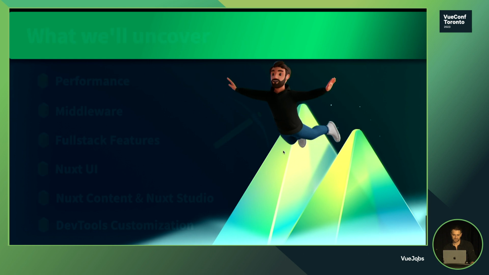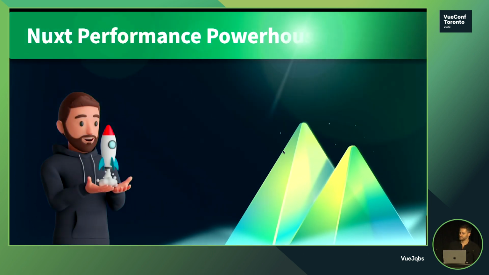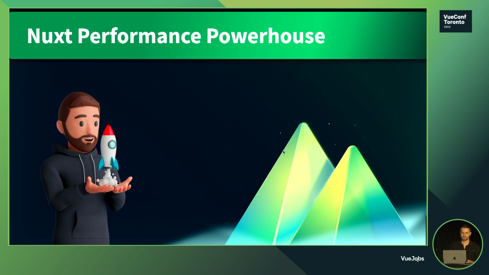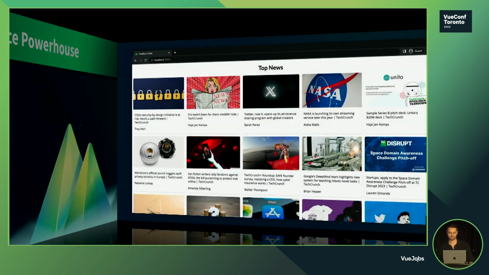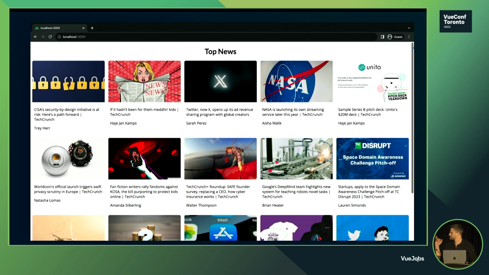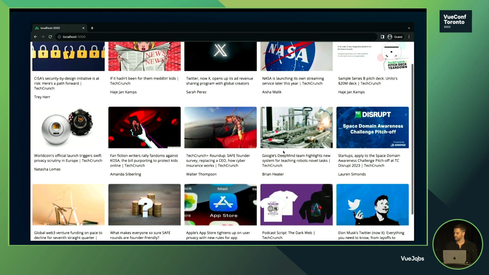All right, so without further ado, let's dive into the first section. We're going to look at performance. Now, when used to its max potential, Nuxt can be really a performance powerhouse. So we're going to look at some tools to really turbocharge our projects. To do that, we're going to look at this really simple news app, just pulling in and displaying some articles here on the home page.